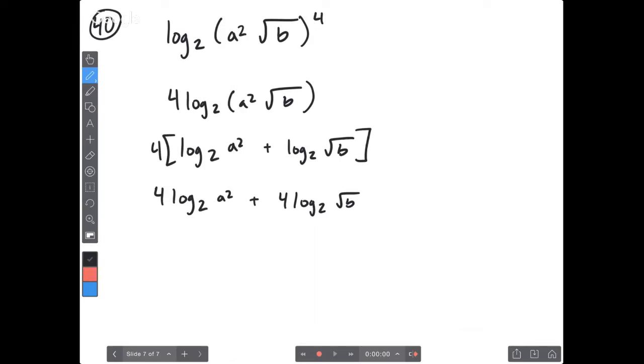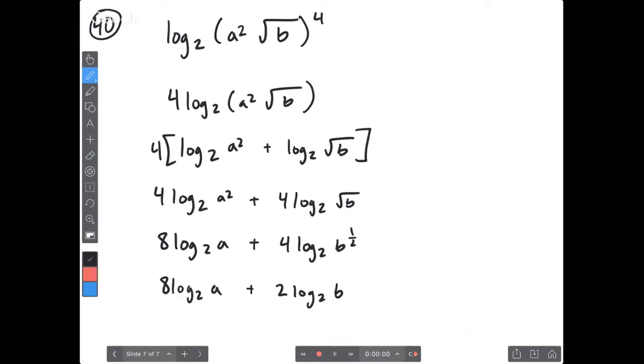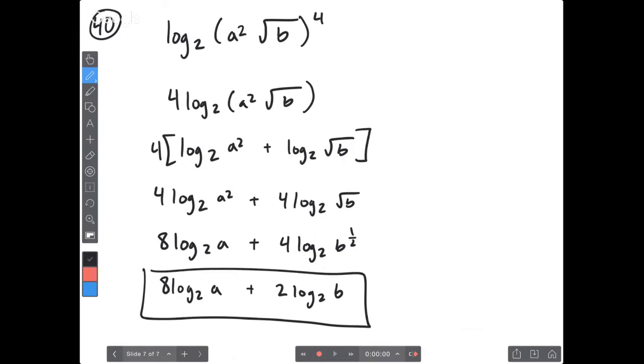Now I know again that exponents can become factors, so I have 8 log base 2 of a plus 4 log base 2, and let's write this as an exponent so it's easier to see, b to the 1/2, which is 2 log base 2 of b. Ta-da!